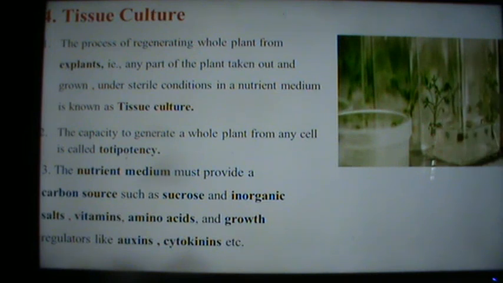You can see the picture, it's an example of tissue culture where the hybrid variety plants are grown, and the cell is taken from any part of the plant. The capacity to generate a whole plant from any cell is known as totipotency.